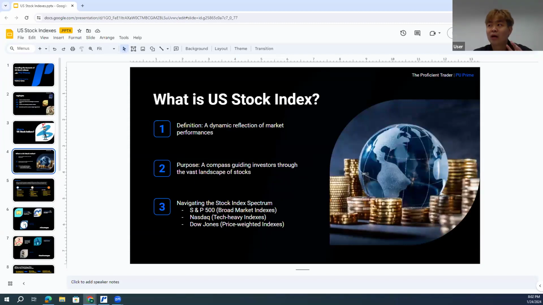Okay, so what is the US stock index? The definition from Google is a dynamic reflection of market performance. But just to put it in layman's terms, the US stock index includes most of the important stock markets in the United States. So when you invest in the US stock index, it means that you are actually investing in most of the very, very famous, very big companies in the United States.